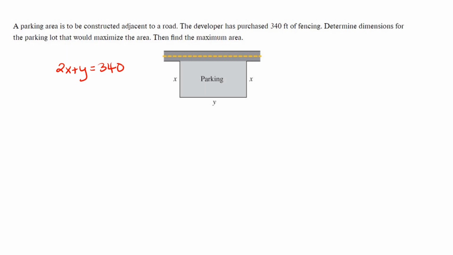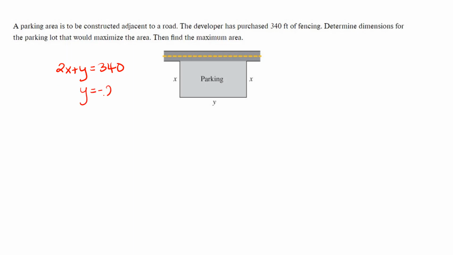And then what we want to do is maximize the area. When it says to maximize the area, we want to write a function for the area and then see where that function hits its maximum. In other words, the function will be a quadratic function, and we can figure out where the vertex is to find the maximum value of that function. So we're trying to figure out what X and Y need to be in order to have the maximum area for this parking lot. First of all, we'll use the equation we just wrote and get Y in terms of X.